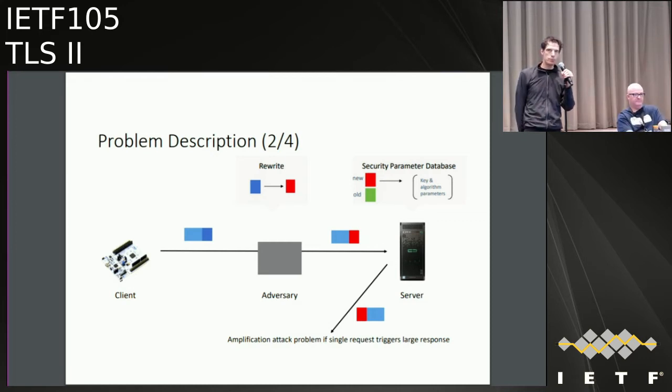Martin? So just a small amendment here. The adversary does not necessarily need to be directly on path. There can be an observer that is able to receive the packets. Yeah. Right. Going to the next slide.